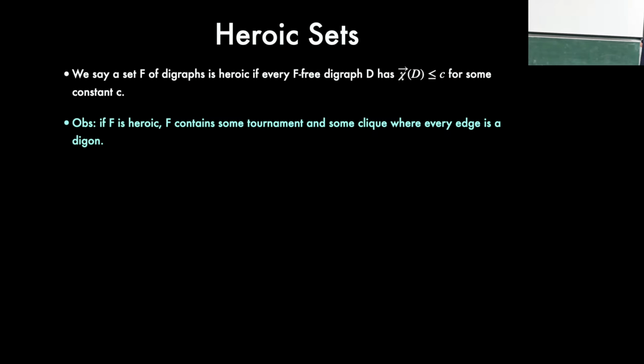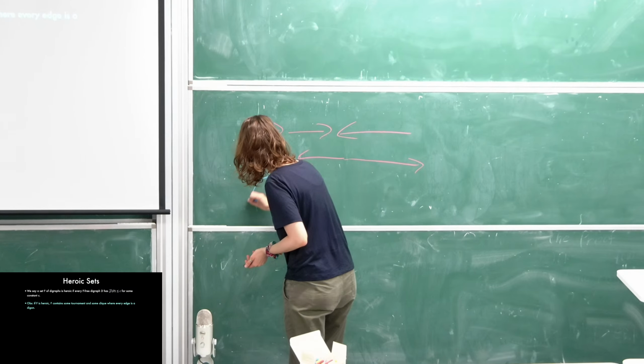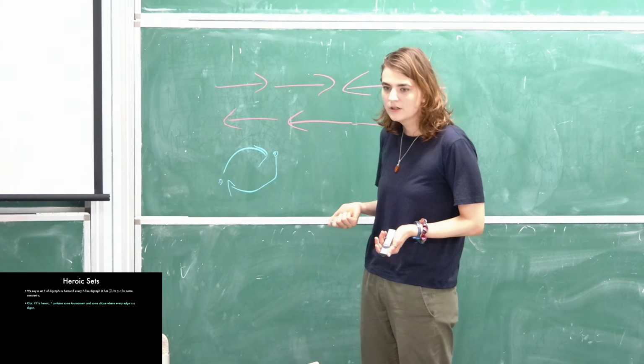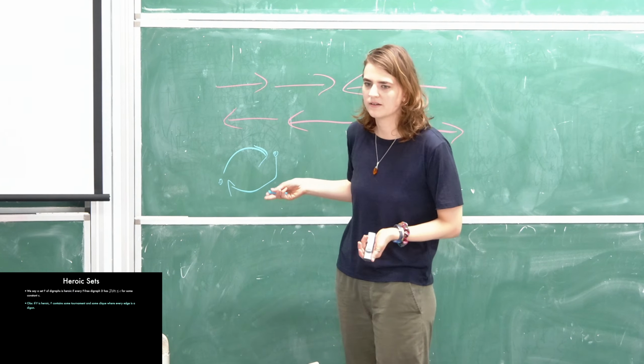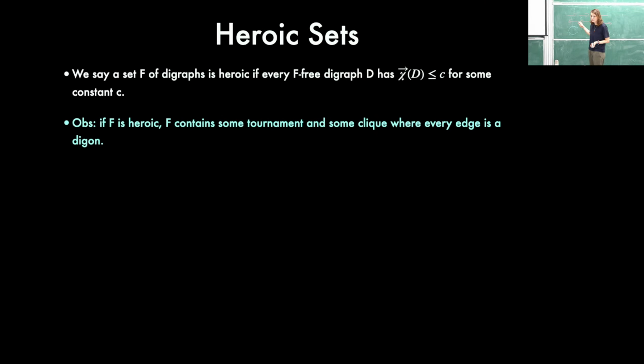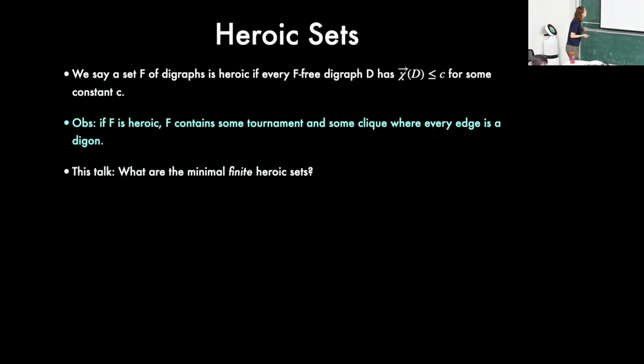A digon is a directed cycle of length 2. If you don't contain that, you could contain arbitrarily large cliques where every edge is a digon, and those will also have unbounded dichromatic number, because if every edge is a digon, dichromatic number and chromatic number are actually the same. Anyway, in this talk we're looking at what the minimal heroic sets are.